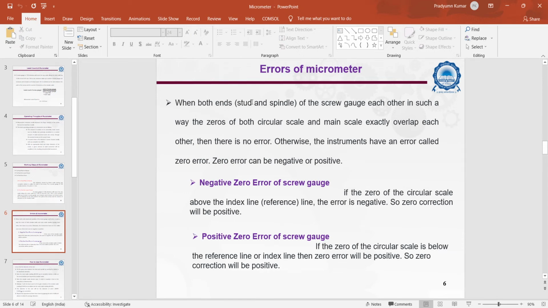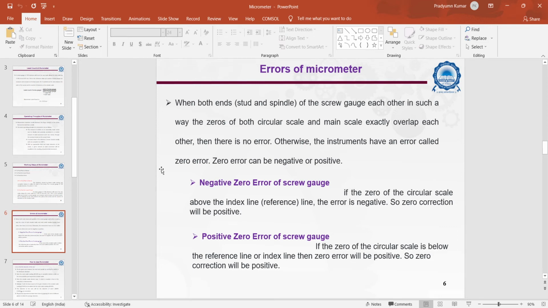When both ends, the stud and spindle of the screw gauge, touch each other in such a way that the zero of both the circular scale and the main scale exactly overlap each other, then there is no error. Otherwise the instrument has an error called zero error. Zero error can be positive or negative.